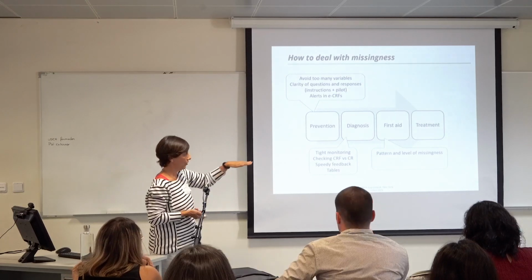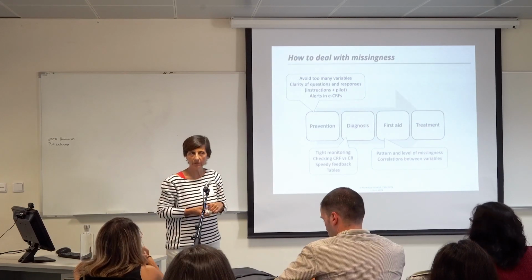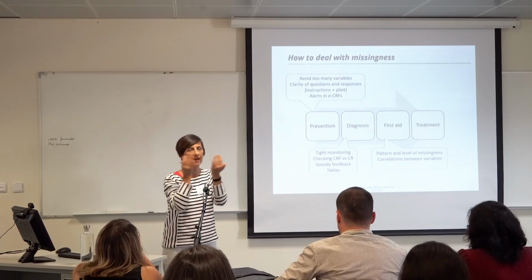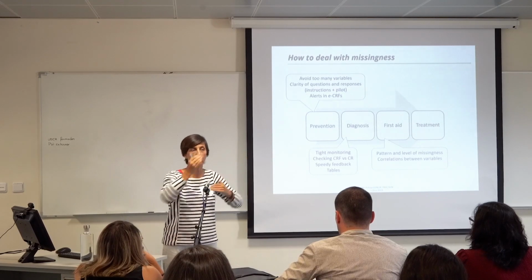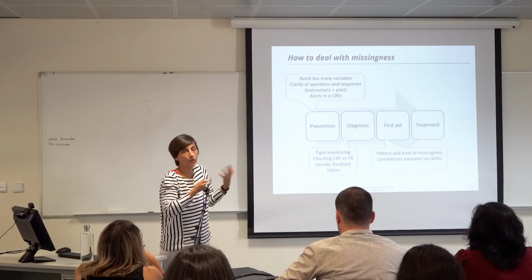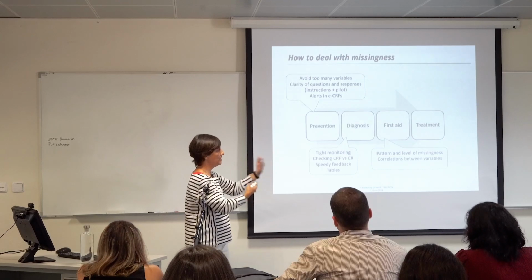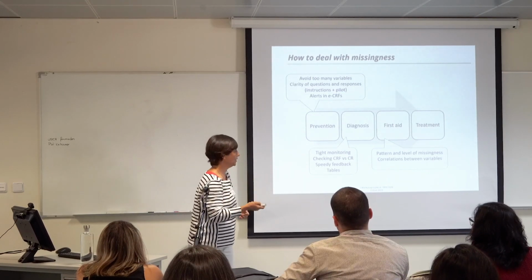So you know the pattern and level of missingness, but you can also try to find correlations between variables, because sometimes if two variables are very highly correlated, you can guess one variable from the other, right? This is something that you do if you're a statistician to make sure that the missingness can have some solution.